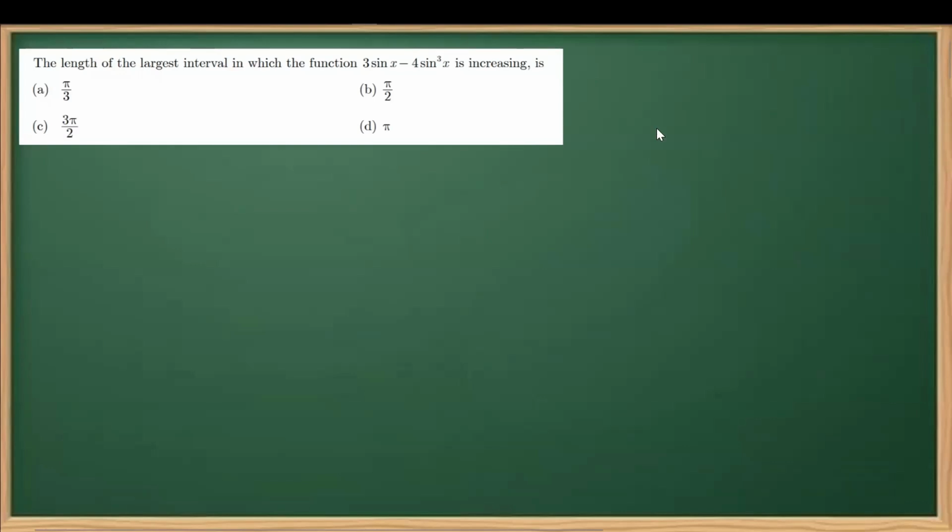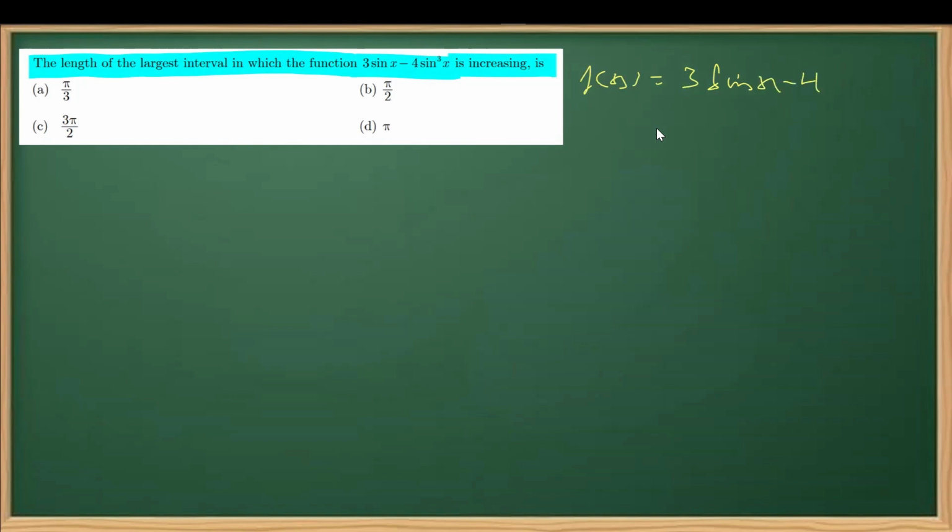In this question, we have to find out the length of the largest interval on which this function, that is sin 3x minus 4 sin cube x, is increasing. So we are given f(x), and f(x) is 3 sin x minus 4 sin cube x. Now this is sin 3x, so I can write this as sin 3x.